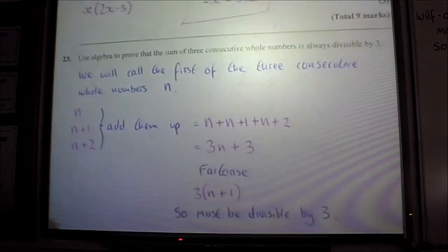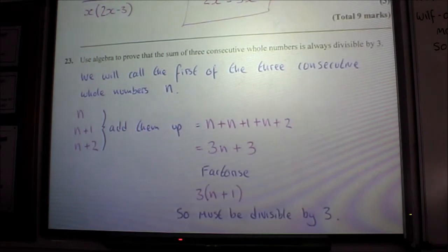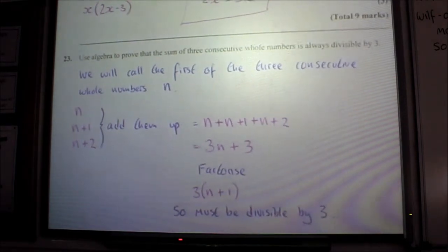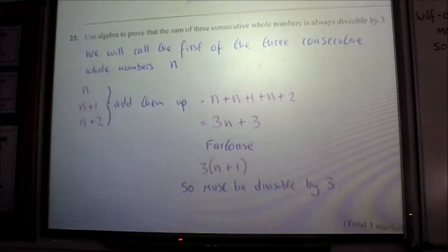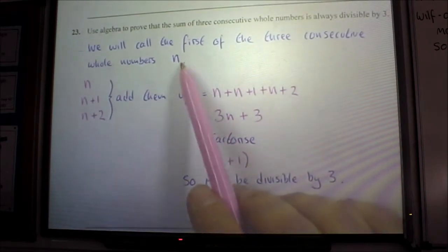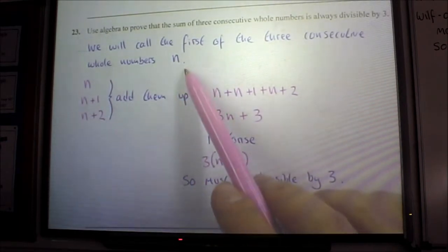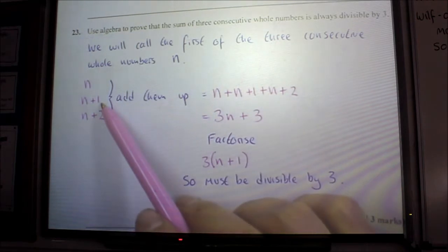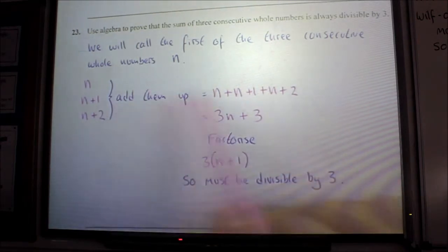Question 23. Use algebra to prove the sum of 3 consecutive whole numbers is always divisible by 3. What I've done, I've called the first of the consecutive numbers n. It could be any number. So the number after that must be n add 1. Then the number after that must be n add 2. So add them up.